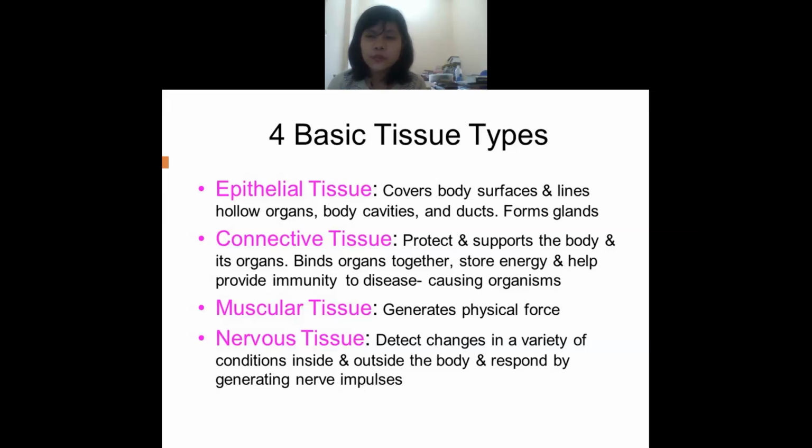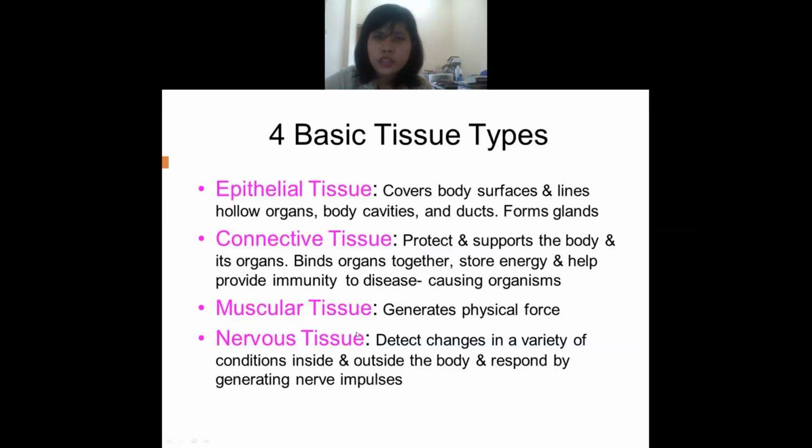And next is muscular tissue. In the muscular tissue, what will you find? They mainly help for physical force. You do some physical activities, or not. All these things are possible because of the muscular tissues.